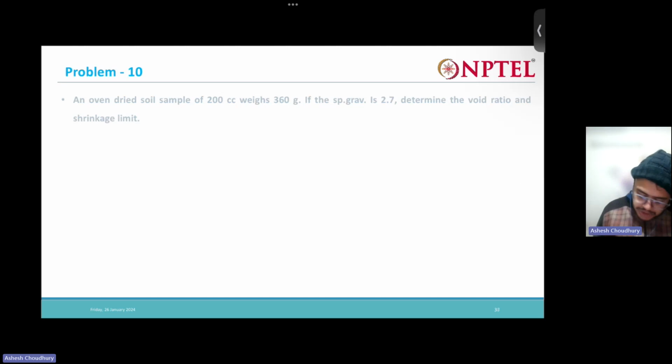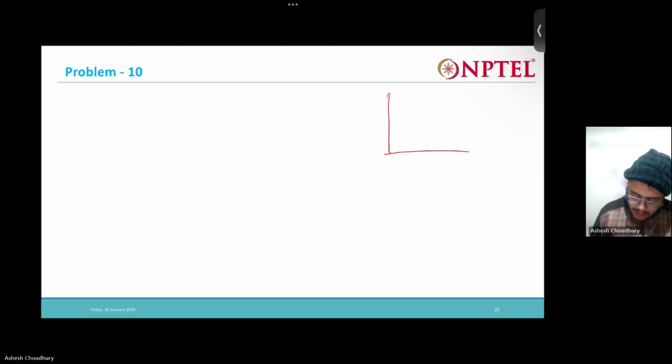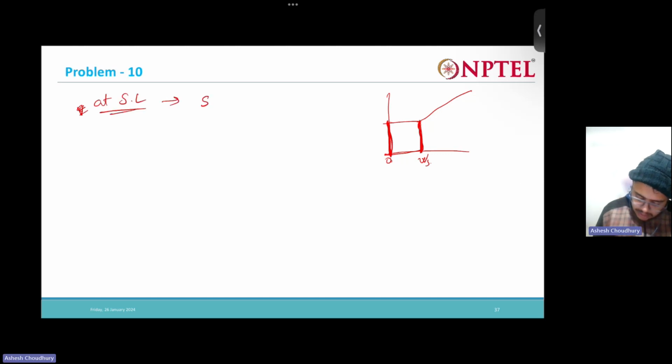Now, for shrinkage limit, if you remember, what is the shrinkage limit? This is the shrinkage limit. The volume when the soil is completely dry and the volume at shrinkage limit are absolutely the same. At shrinkage limit the soil is perfectly saturated. Remember, I told you, soil is completely saturated only up to this level. If you keep on reducing the water content beyond that, the soil won't be saturated anymore.